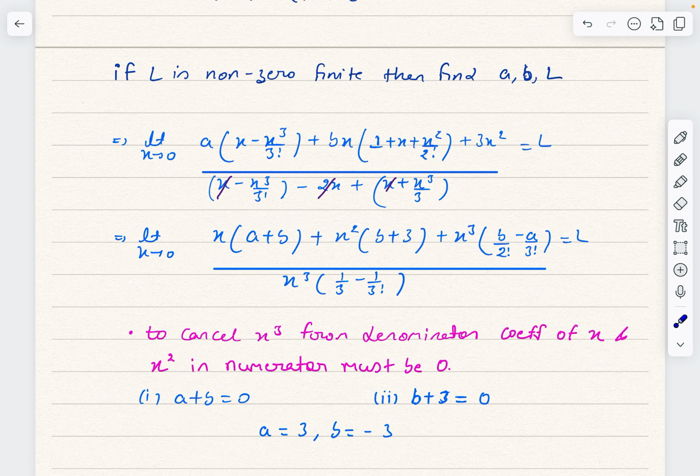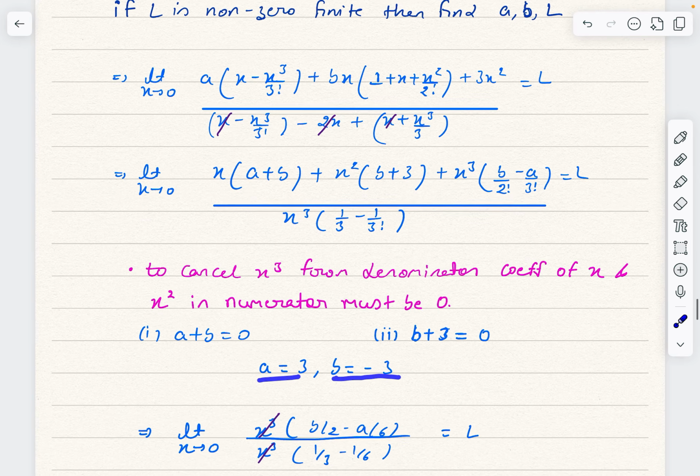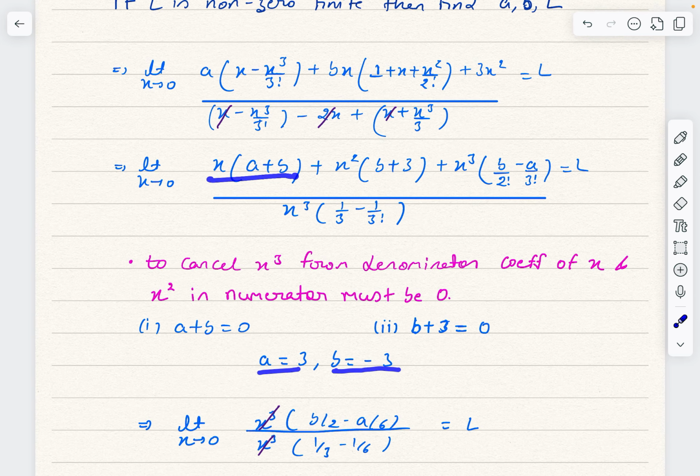So the coefficient of x, that is a plus b, should be 0. The coefficient of x square, that is b plus 3, must be 0. So a will come out to be 3, b will come out to be minus 3. And when that happens, this will be 0, this will be 0, we will cancel x cube and x cube. You see here, x cube will get cancelled out, we get b by 2 minus a by 6, divided by 1 by 3 minus 1 by 6, that is equal to L.